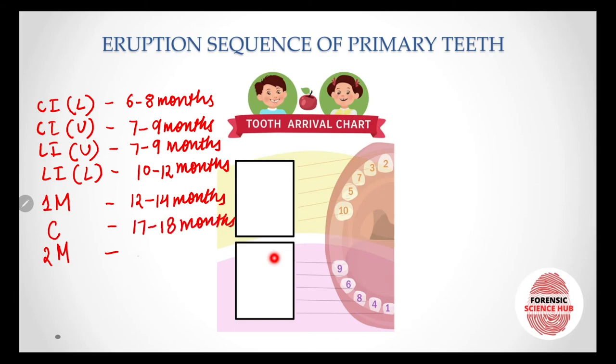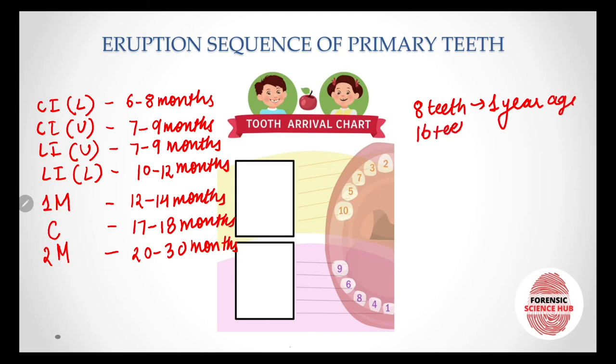And finally the second molar comes in between the 20 to 30 months age. So if you look at this, on an average, a child is supposed to have 8 teeth in the first year age, and the child is supposed to have 18 teeth in the 1.5 year age, and the child is supposed to have 20 teeth in 2 to 2.5.